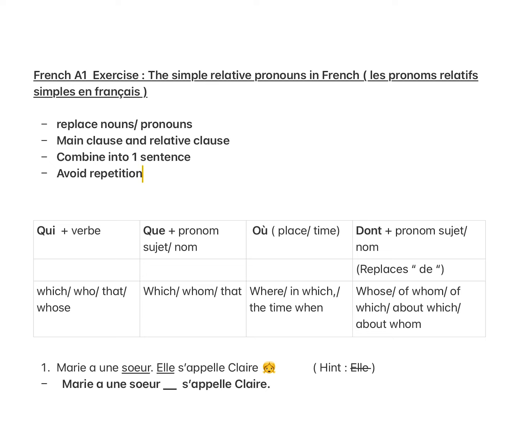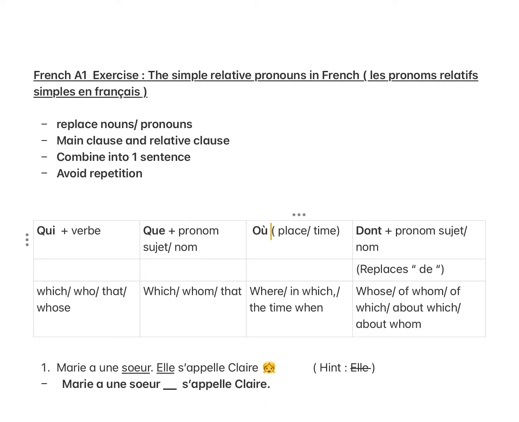In French, the simple relative pronouns are qui, que, où, and dont. Qui means which, who, that, or whose. So depending on the context where it is used, it has several meanings. Also, when we use qui, it is often followed by a conjugated verb. Then we have que, which means which, whom, or that. And when we use que, it is followed by a subject pronoun or by a noun.